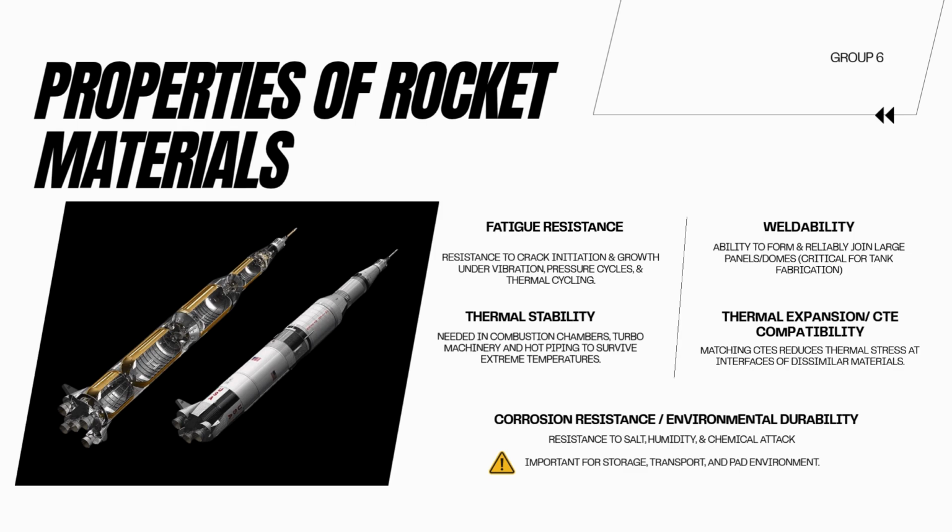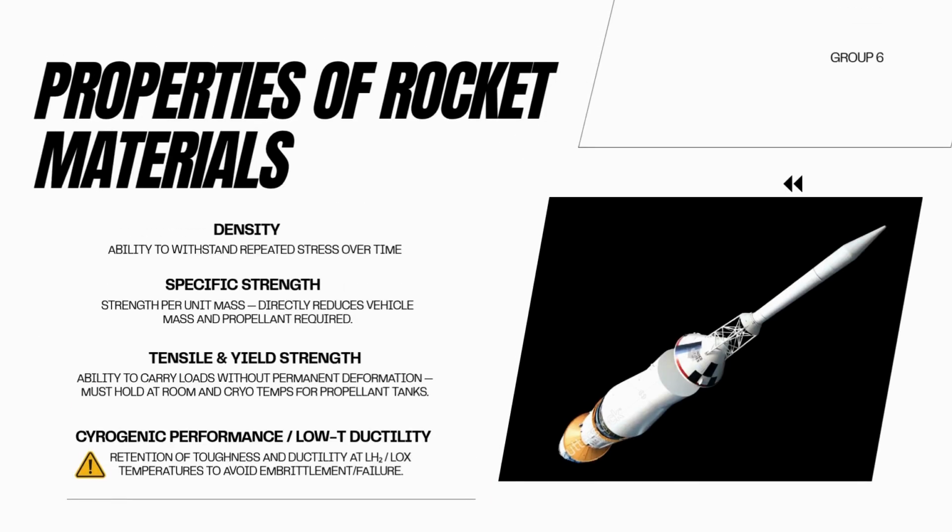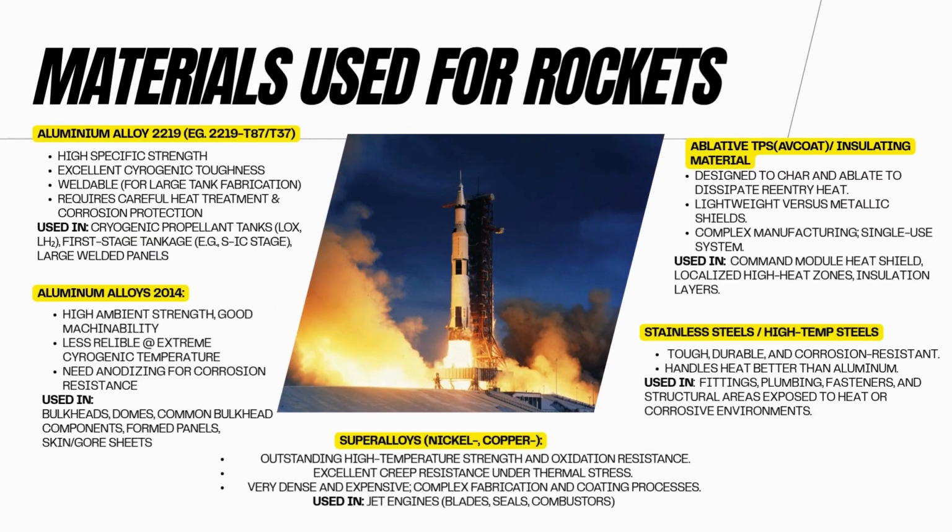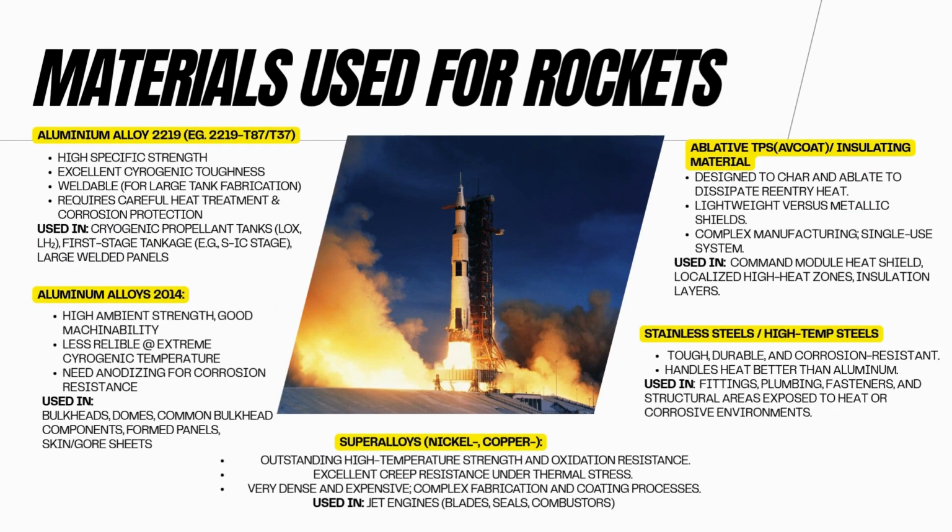So, what makes a great rocket material? It's a balance of critical properties: high specific strength to reduce weight, thermal stability to survive extreme heat, and good workability for fabrication. They also need excellent cryogenic performance to handle liquid hydrogen and oxygen without becoming brittle, and corrosion resistance to withstand harsh environments from the factory to the launch pad. In short, the relentless pursuit of better materials, lighter, stronger, and more durable, is what ultimately powers our journey further into the solar system. Next up, I'll be talking about the materials used for rockets.